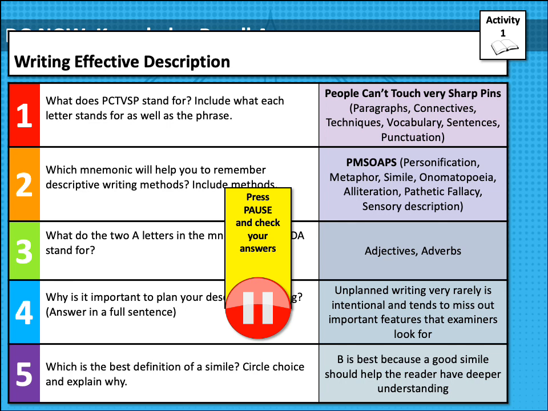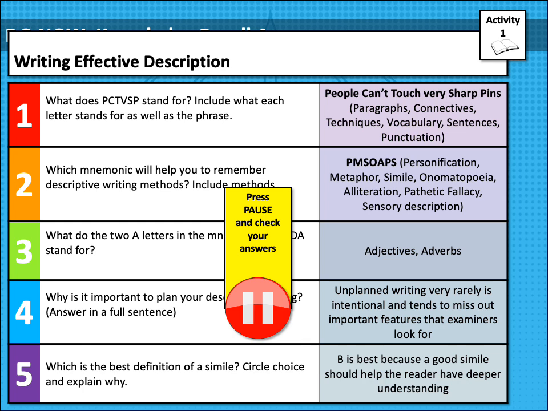Hopefully you've also remembered PM SOAPs, which runs through the most popular descriptive writing techniques that you could use. Question 3 is straightforward. Question 4, there are a number of possible answers for that, but if you've got something along the lines of the reason why it's important to plan your descriptive writing is to be intentional in crafting your work and to follow a method that helps you to remember all the important features that the examiner will be looking for.